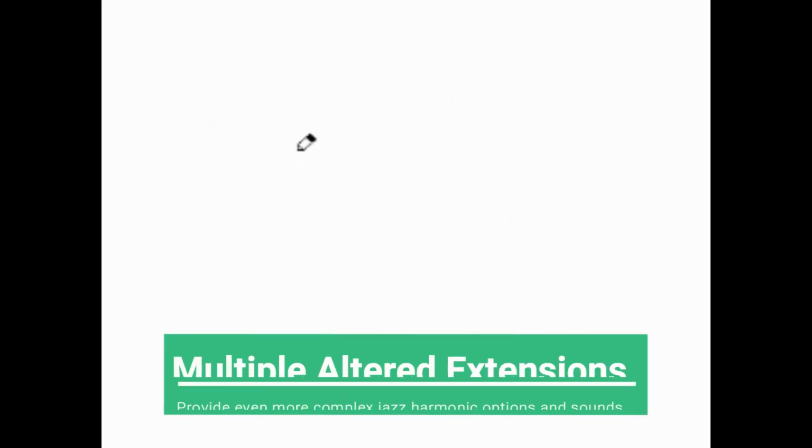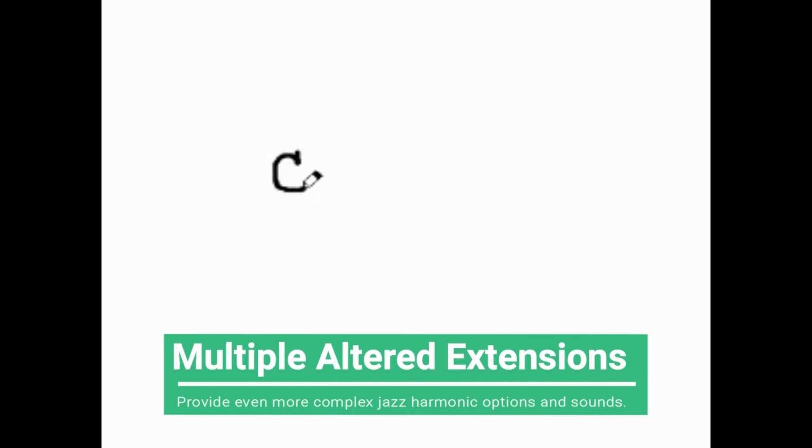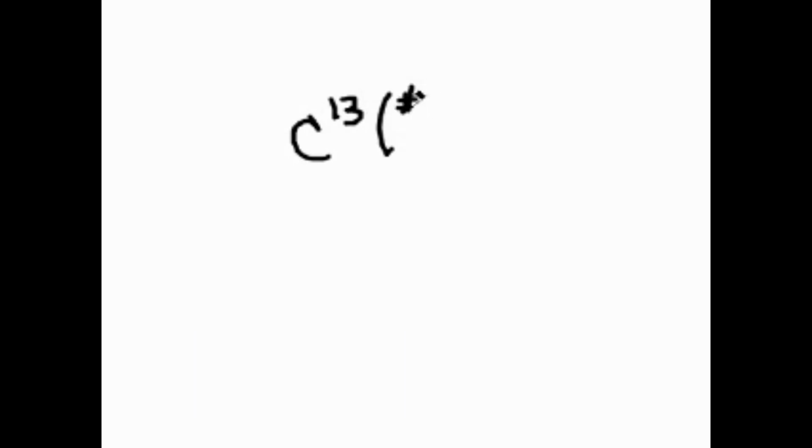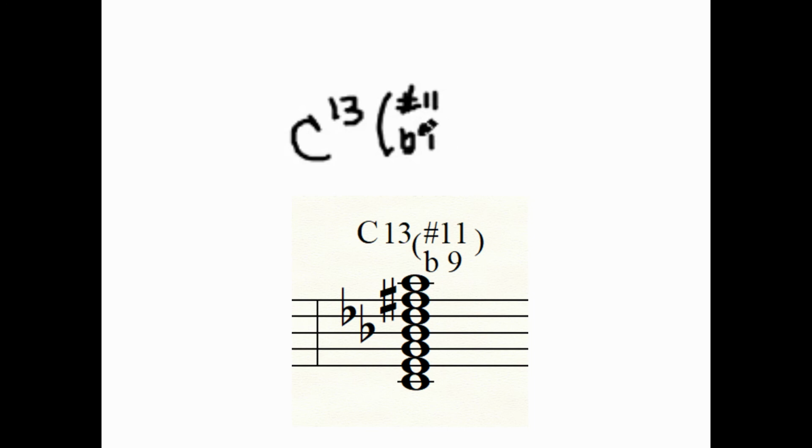Okay, lastly, let me do that again. Okay, I'm going to take it. We can go up to the 13th. Let's say we have a C13, sharp 11, flat 9. Okay, now it looks like a pretty complicated chord, and I guess it is in a way.